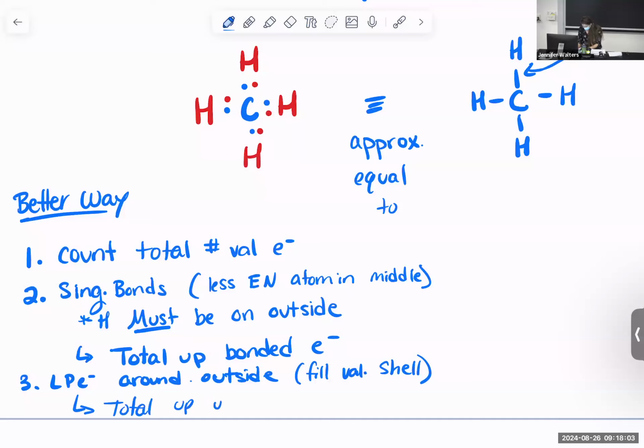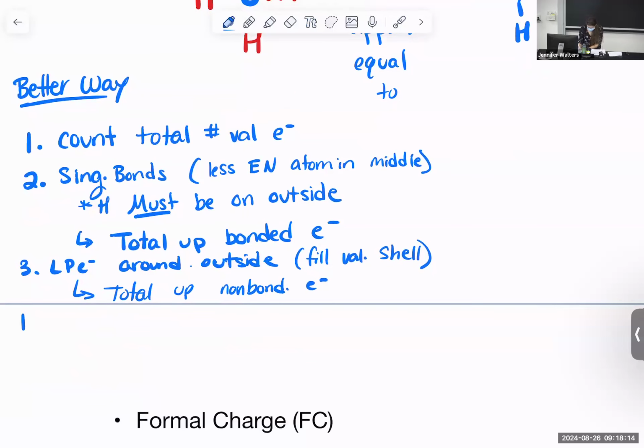Then we're going to total up those non-bonding electrons. Then you're going to determine the subtotal of unused electrons. Essentially, how many remain? So you subtract the bonding electrons from the total available, then subtract the non-bonding electrons from the total. That gets you a new subtotal.